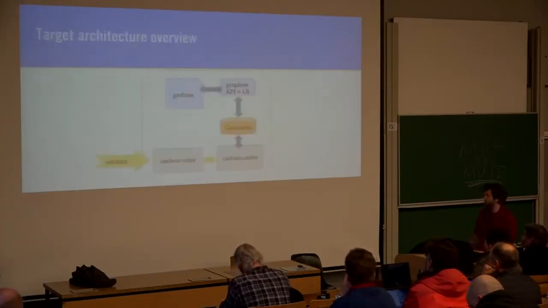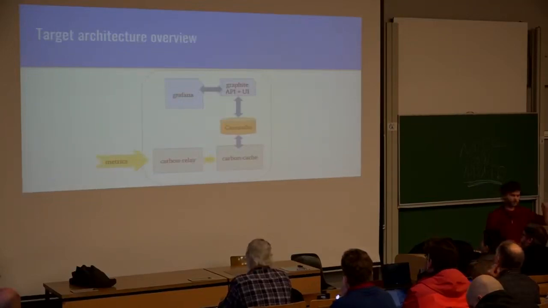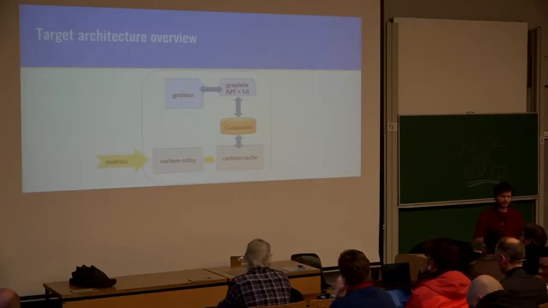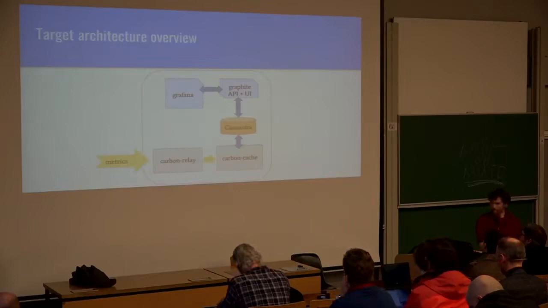So the goal was to get something like this. You get Carbon, again, to get metrics, then you write to Cassandra, and then graphite-web will get metrics from Cassandra. The idea is that once one of the components becomes overloaded, we just want to be able to increase the number of instances without having to do anything more.